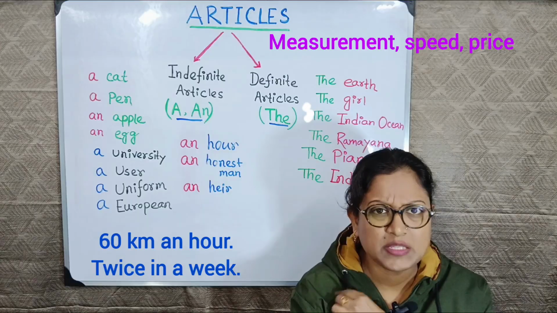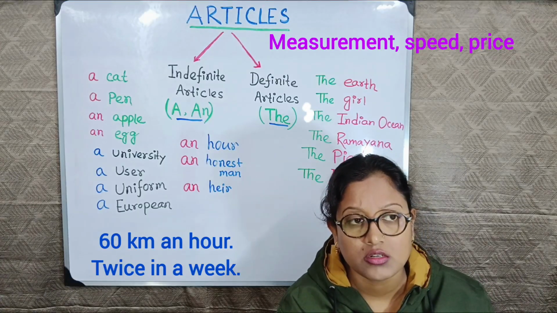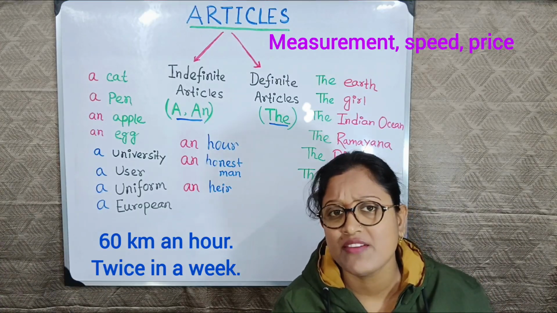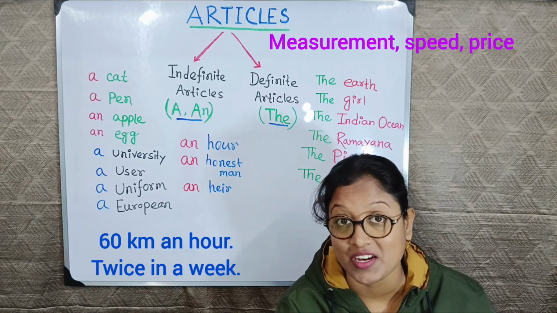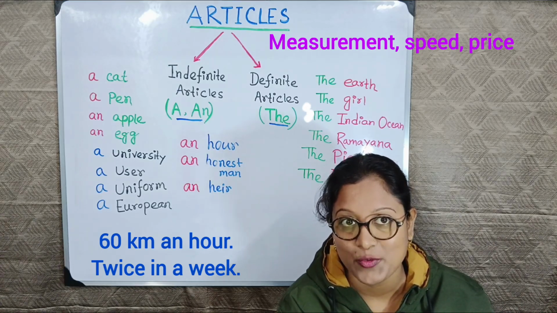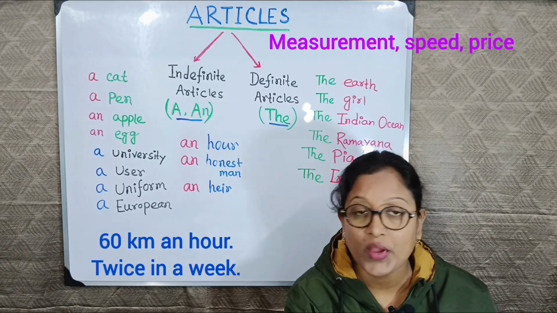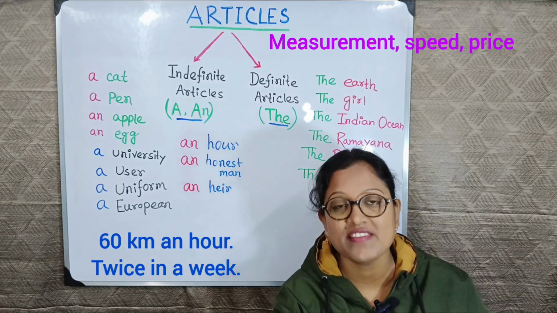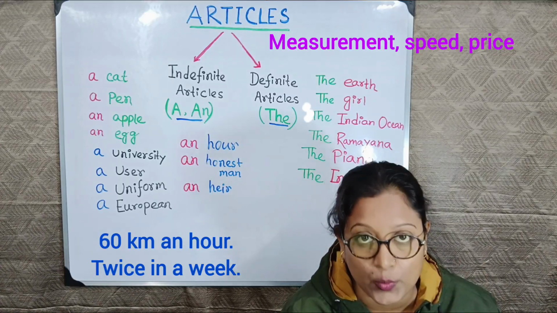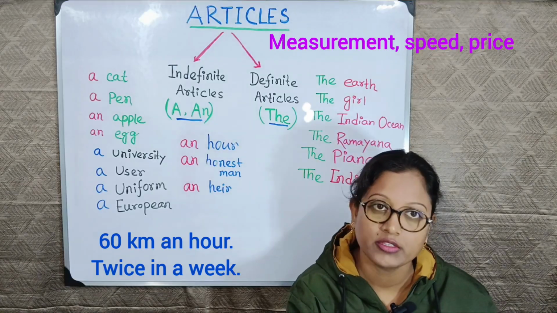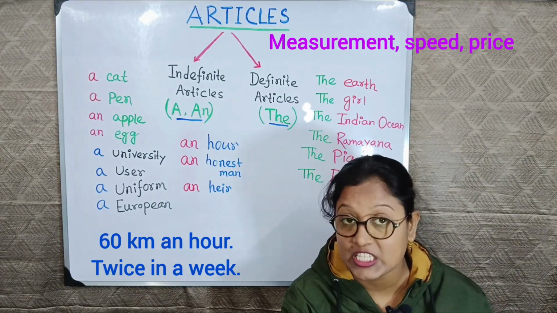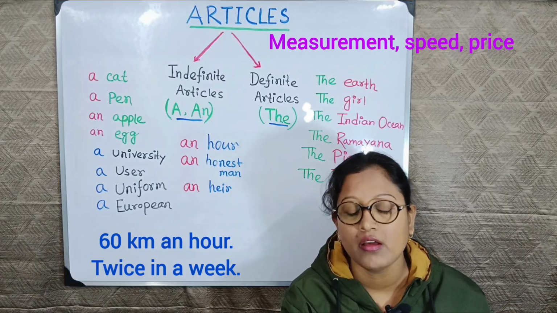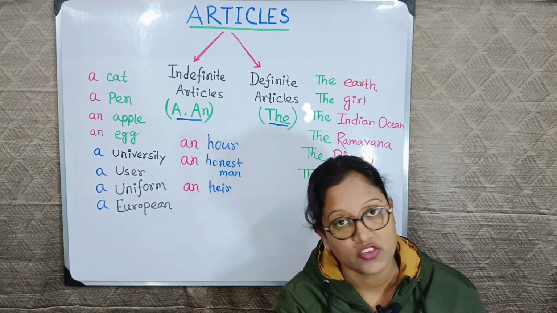This material costs 70 rupees per meter. For the government side, we use that. We have English classes twice in a week. Twice in a week. Sure, these are denoting measurement. So we use a or an in expressions of measurement, price, speed, etc.